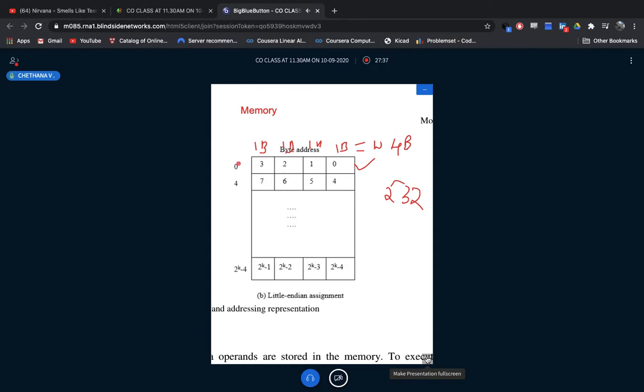So 0 is the first. Next location will be 4. Next location will be 8. Next location will be 12. Next location will be 16. Like that it goes on giving the number of data.